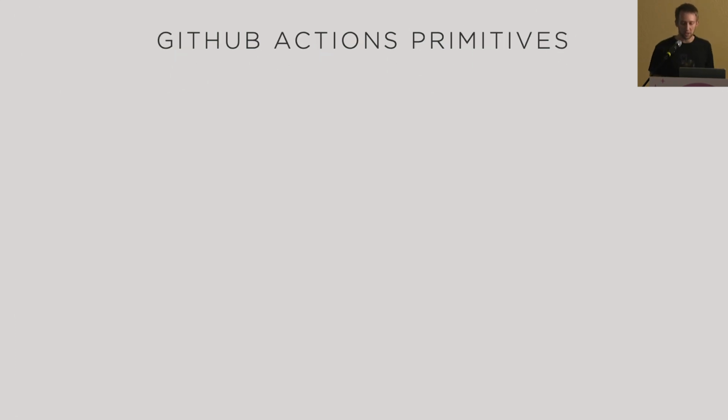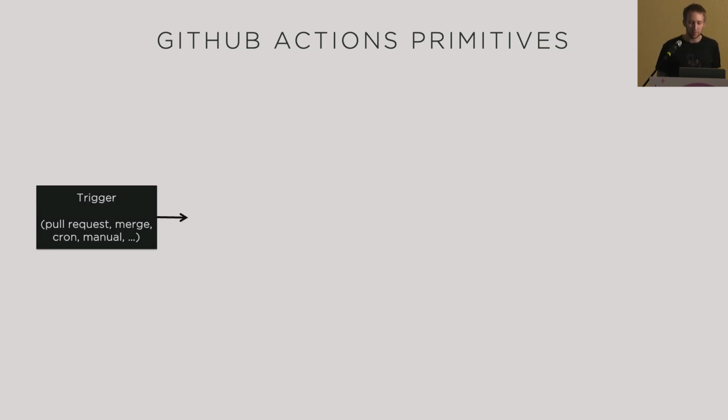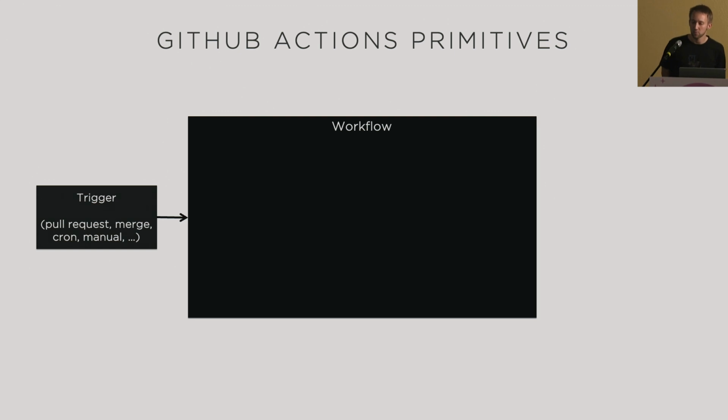So let's jump into GitHub Actions, starting with the primitives. A trigger in GitHub Actions is an event that happens in GitHub that starts a workflow. I think there are about 30 of these triggers at this point, but the most common ones that we use are when someone opens a pull request, when a pull request is merged, on a cron schedule, or just running manually. A workflow is the outermost runnable unit that gets triggered by a trigger or an event in GitHub. So we might have one workflow for CI and another one for CD, and they would typically have different triggers.